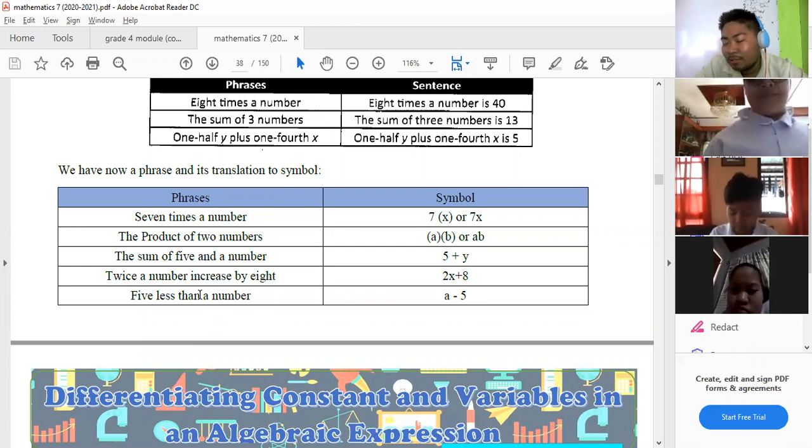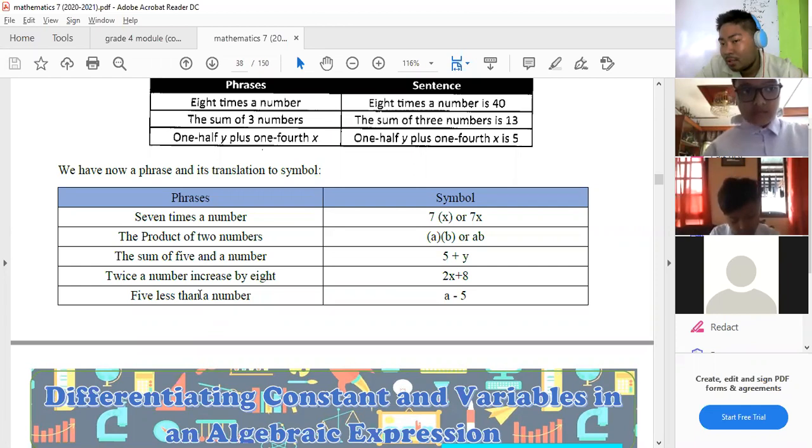We have increased by, decreased by, diminished by. Okay, never mind. Next time na lang siya. And hanapin ko muna yung PowerPoint ko doon.